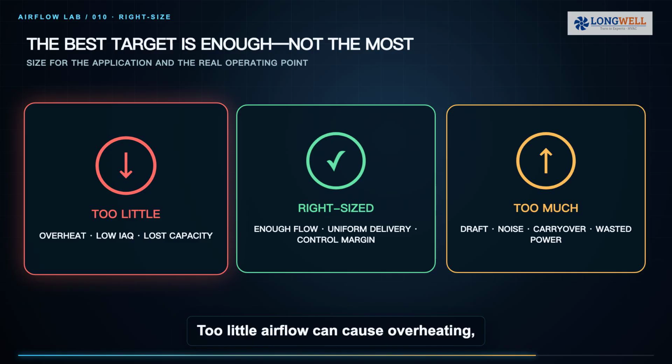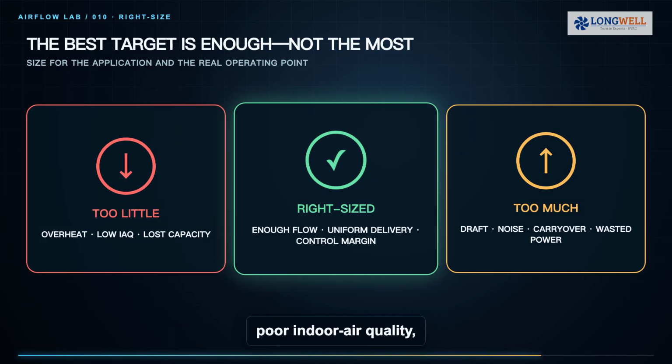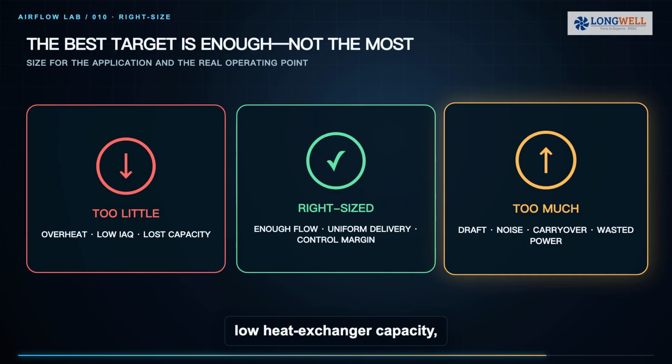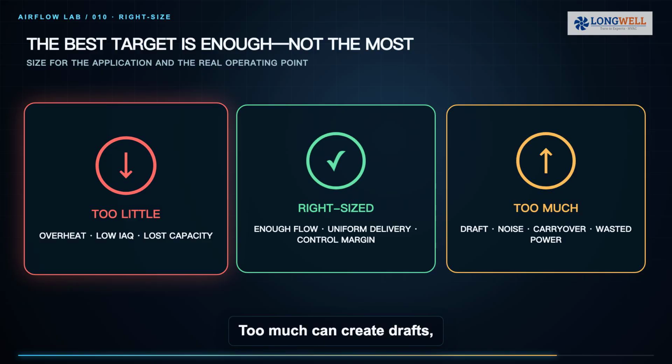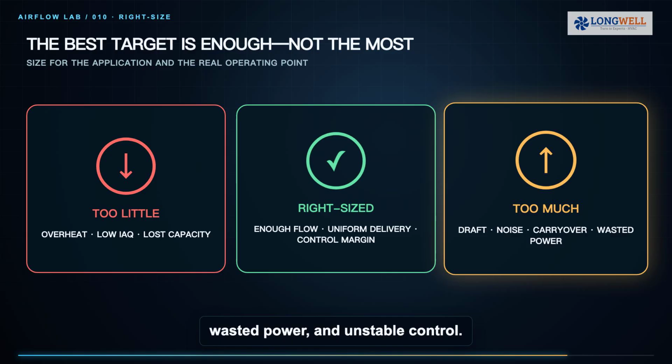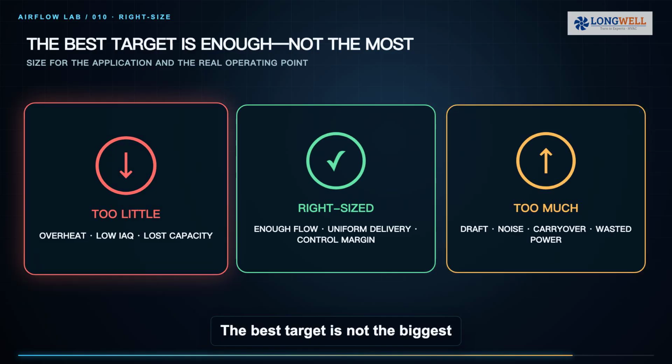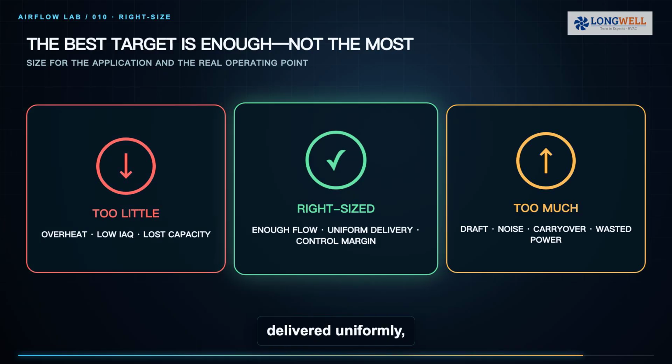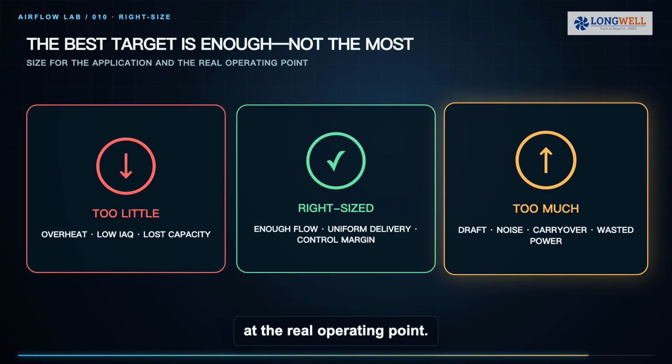Too little airflow can cause overheating, poor indoor air quality, low heat exchanger capacity, or inadequate capture. Too much can create drafts, noise, coil carryover, wasted power, and unstable control. The best target is not the biggest number. It is enough airflow, delivered uniformly, at the real operating point.